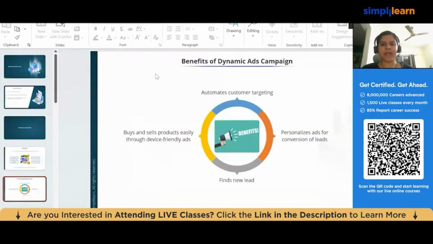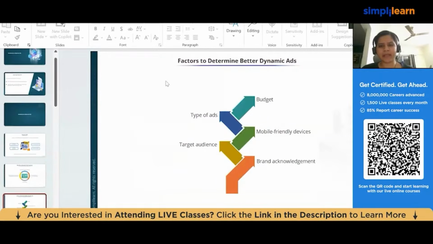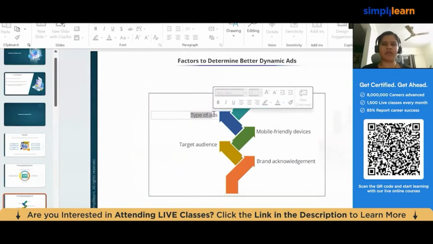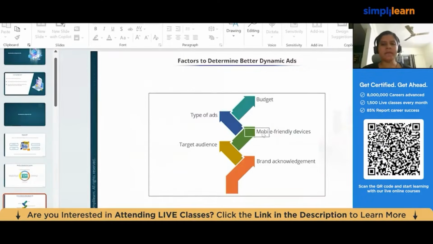So yes, now when I talk about dynamic ads, guys, there are a few factors that you have to decide to create a good dynamic ad. First is the budget, because obviously it's an ad, so you'll have to spend a good amount of money for it. Okay. Then obviously the type of ad, like do you want to show your dynamic ad in an image format or a video format or a carousel format or a collection format, needs to be decided. It has to be mobile friendly. Whenever you create an ad, you have to think of it from a mobile perspective as well. You have to also decide your target audience, basically whom you want to show this dynamic ad.